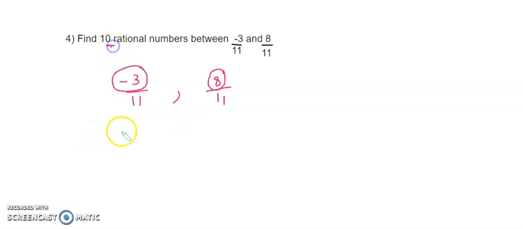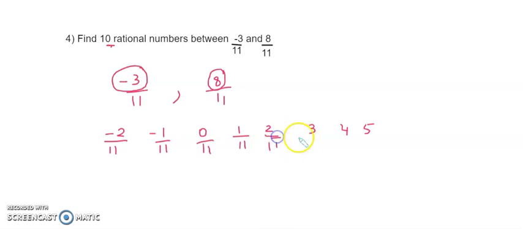So let's list out. Do we get a 10? Let's see. So negative 2 lies between that. Negative 1, 0, 1, 2, 3, 4, 5. I think I got my 8 rational numbers by just putting this. Right? Why could I do that? Because the numerators, that is negative 3 and 8, between them I'm able to find 10 rational numbers. So I need to write 6 over 11 and 7 over 11. So I am able to find 10 different rational numbers between negative 3 and 8. Why? Because negative 2 by 11, negative 1 by 11, 0 by 11, 1 by 11, 2 by 11, right?